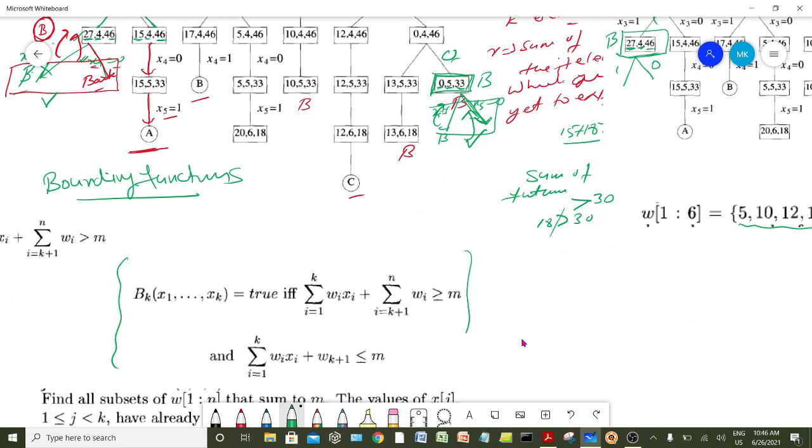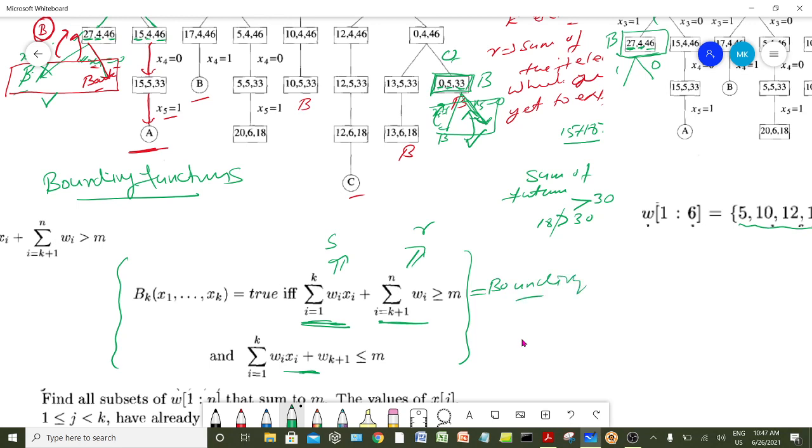Let us move further. This is our final bounding function, and within this let us name this term as a variable s, and this particular term r. R means the remaining sum still to be tested, and s is the sum of the items till now. And this is the second condition. So these conditions combined form our bounding function. Okay, so we made the bounding function.